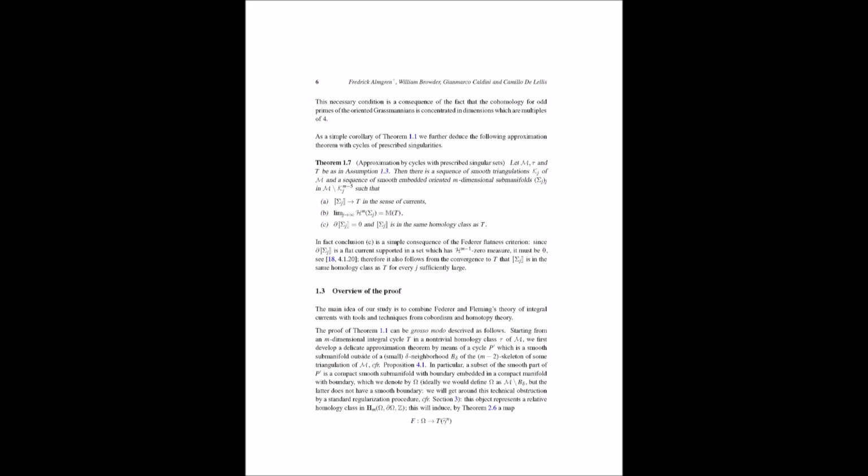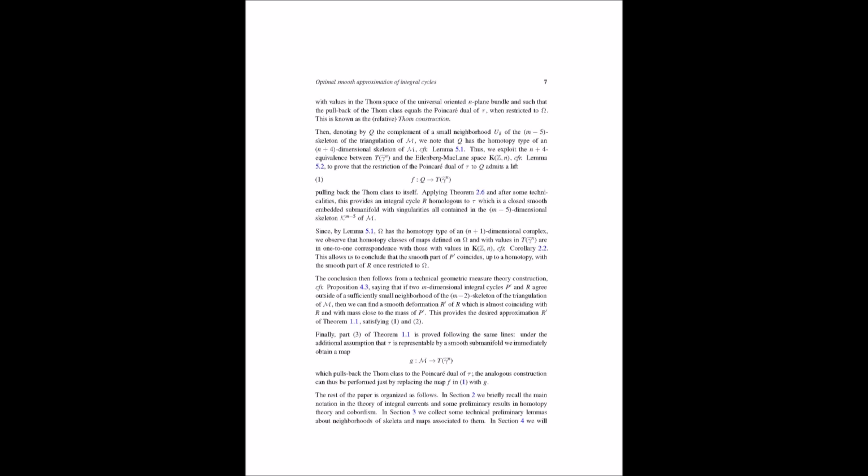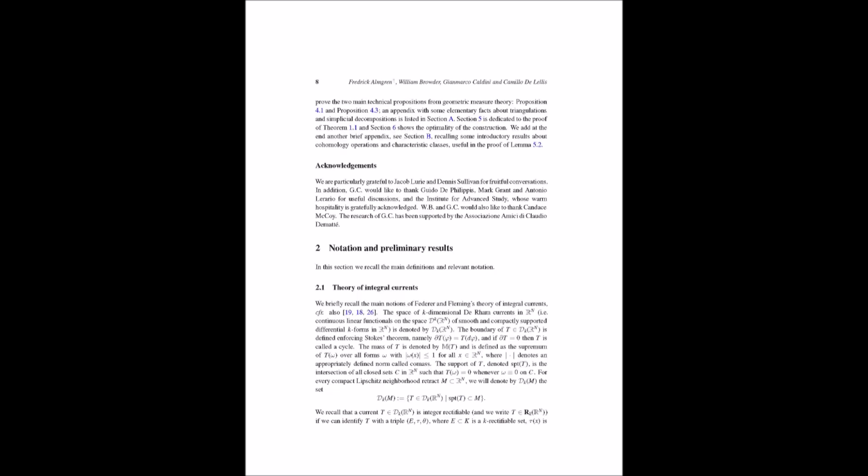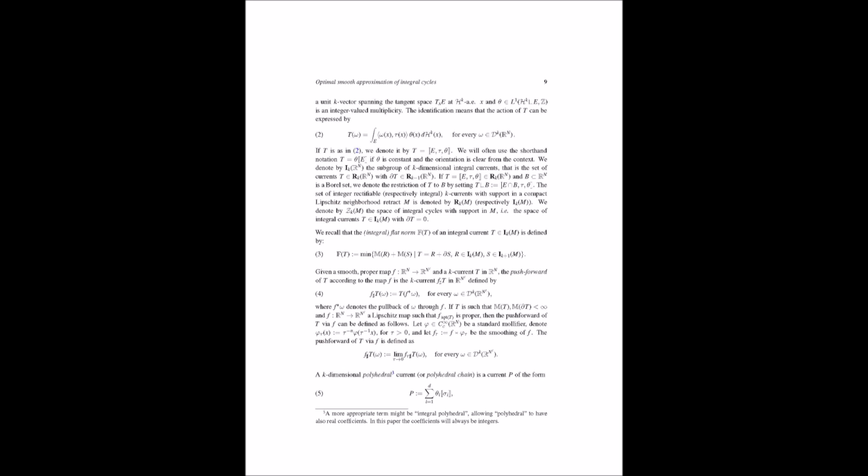Yeah. But how does it relate to our smooth approximation problem? Thom's theorem states that a homology class can be represented by a smooth submanifold if and only if there's a map from our manifold into the Thom space that pulls back a special element called the Thom class to the Poincaré dual of our homology class.